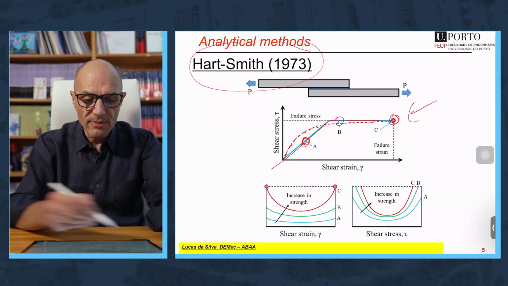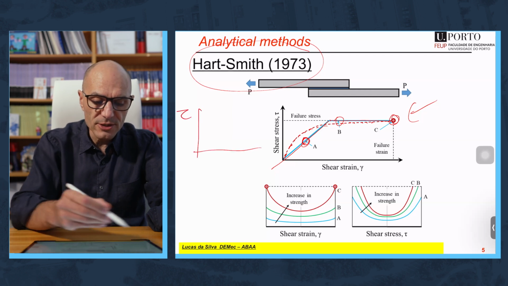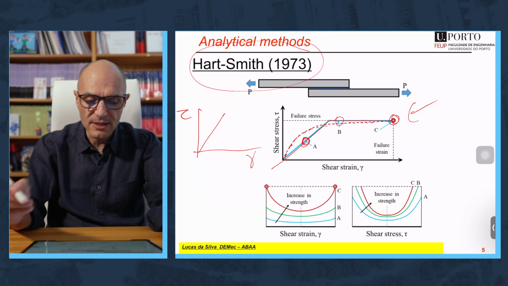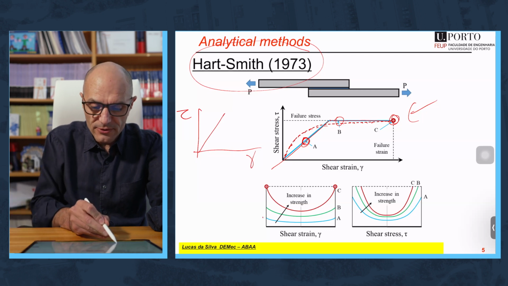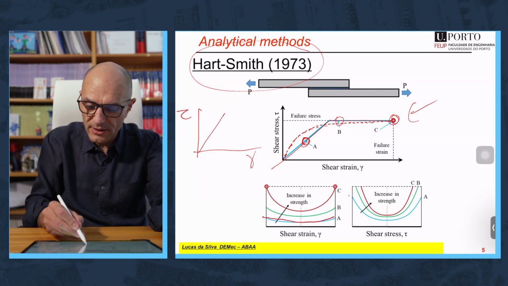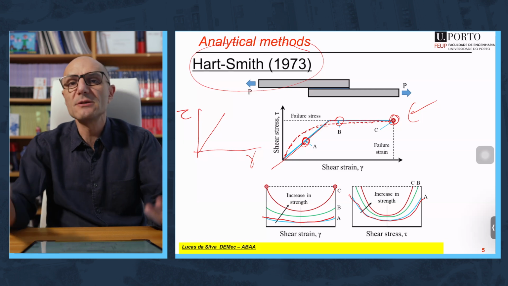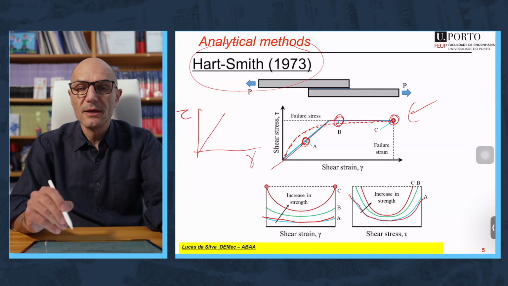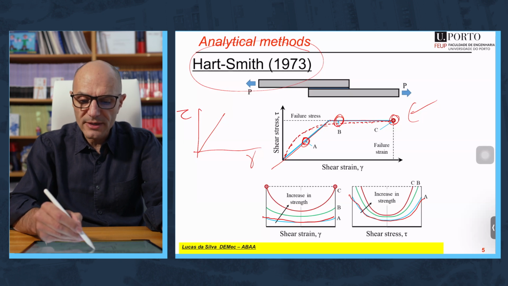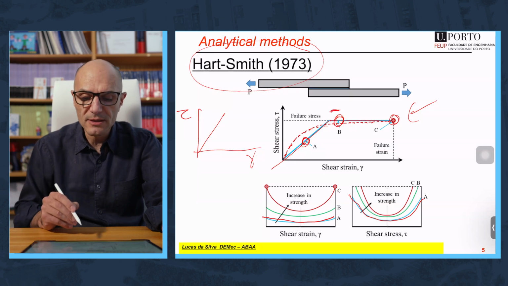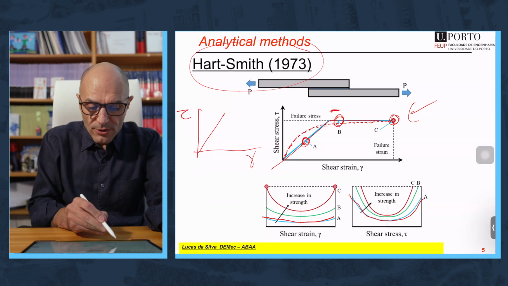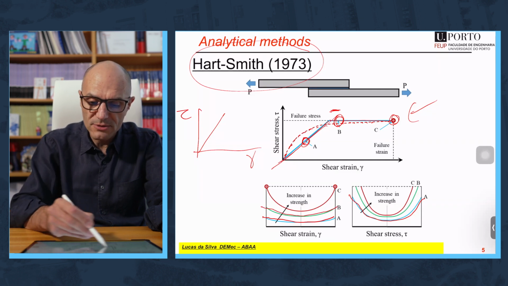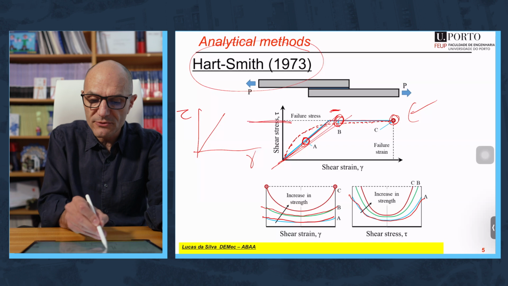Point A, basically there is nothing new in relation to Goland and Reissner and Volkersen. You are in the elastic part. So you have here for the strain, you are here for the strain, and you are here for the stress. There is nothing new here. Now, if you analyze the situation in point B, there is something new because now there is this plasticity in the adhesive. If you look at the strain, though, there is nothing new. It keeps straining because there is no limit in terms of strain. The limit is in terms of stress.